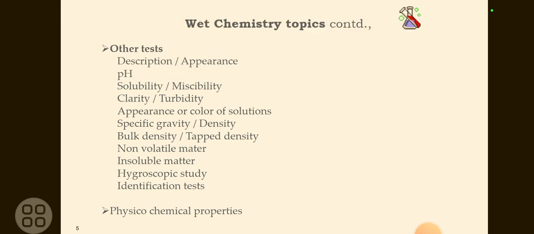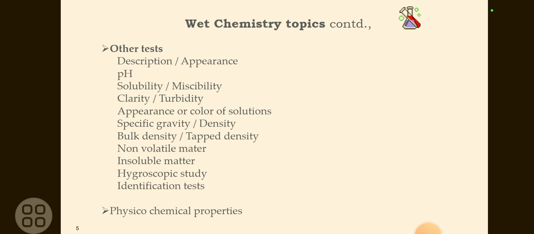So the tap means we will do a particular number of taps, like 250 taps, 15 taps, 20 taps, like that. After tapping we will measure the density, that is nothing but the tap density. And the non-volatile matter, this we will measure in the solvents. Whenever we take any recovery solvent, after heating that solvent, how much material is remaining in that solvent, that is the non-volatile matter. And the insoluble matter is the same thing.